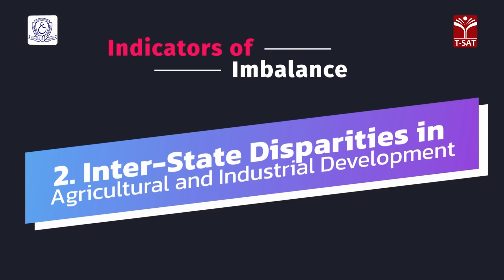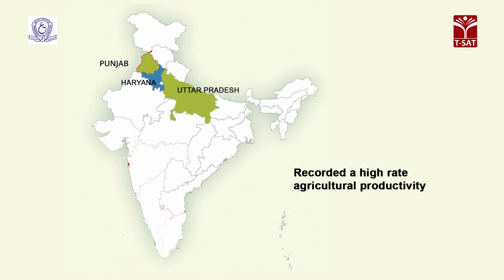Interstate disparities in agriculture and industrial development. Another important indicator of regional disparity is the difference in the levels of agricultural and industrial development between the states of the country. In India, states like Punjab, Haryana and part of UP recorded a high rate of agricultural productivity due to their high proportion of irrigated areas and higher level of fertilizer use.